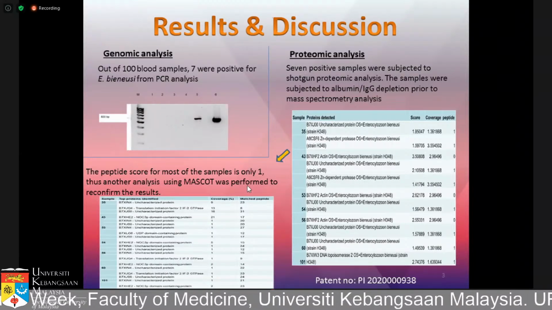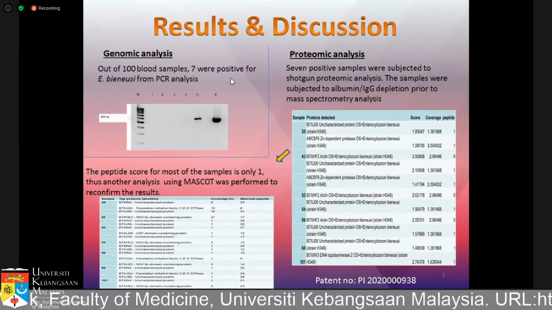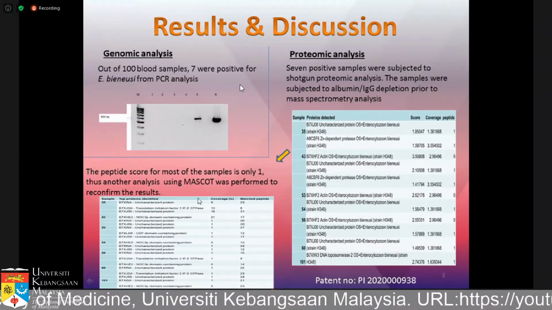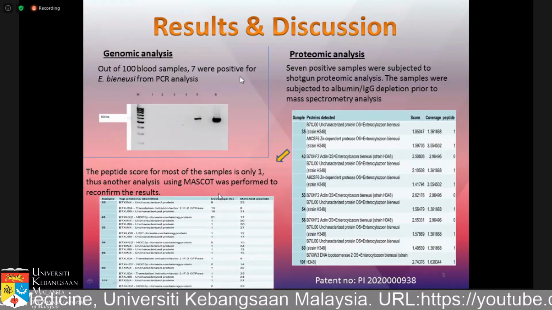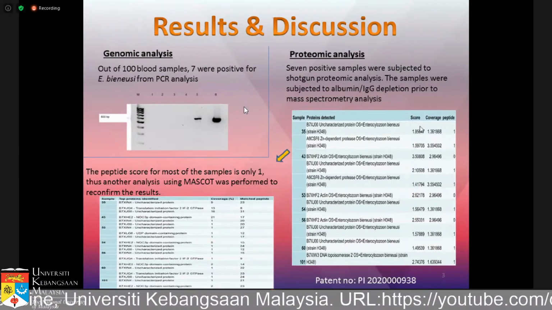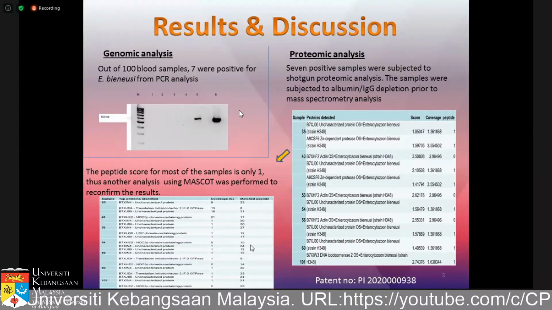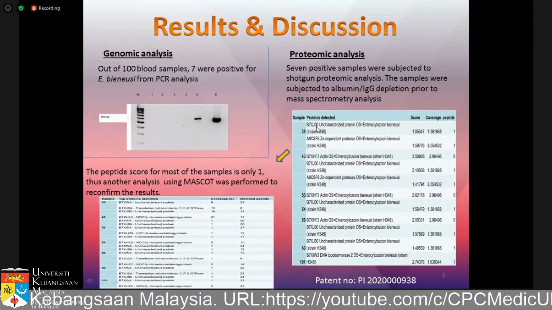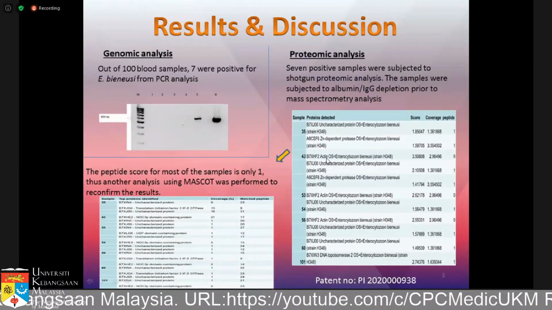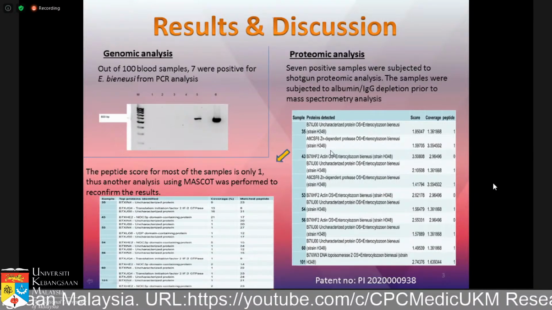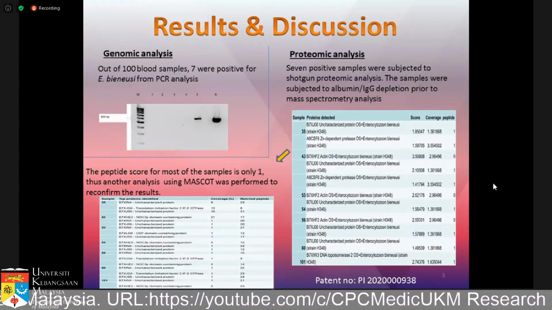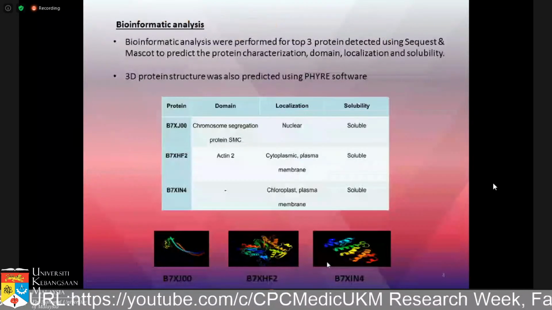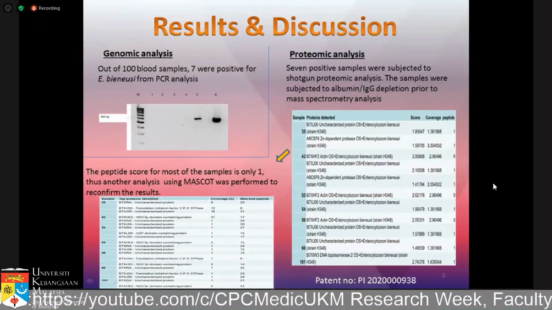It is also known that when we are using proteomic approach, it is best to combine 2 or more search engines in order to get the best identified protein. So here we use Mascot. We use the same raw data from the previous analysis from the sequence, and the results are quite good. We managed to find the same proteins found in the previous analysis, which is B7XK00 and also B7XHF2. And we also found another good candidate protein as it appeared in all 7 positive samples, B7XIN4, which merit further analysis. And this finding was already patented this year.